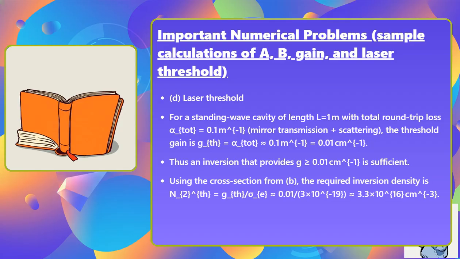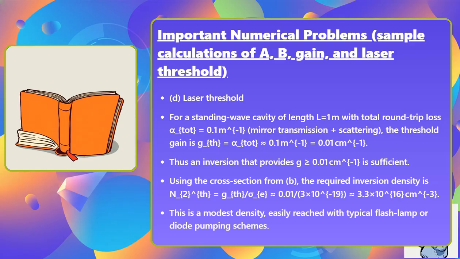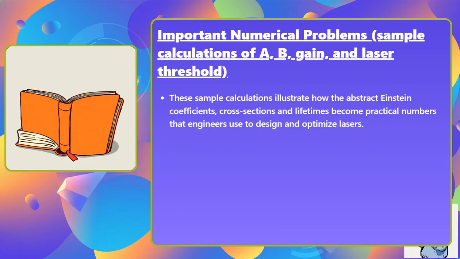Using the cross-section from section B, the required inversion density is N2_th equals G_th divided by sigma E, approximately 0.01 divided by 3 times 10 to the minus 19, which is approximately 3.3 times 10 to the 16 per cubic centimeter. This is a modest density, easily reached with typical flash lamp or diode pumping schemes. These sample calculations illustrate how the abstract Einstein coefficients, cross-sections and lifetimes become practical numbers that engineers use to design and optimize lasers.